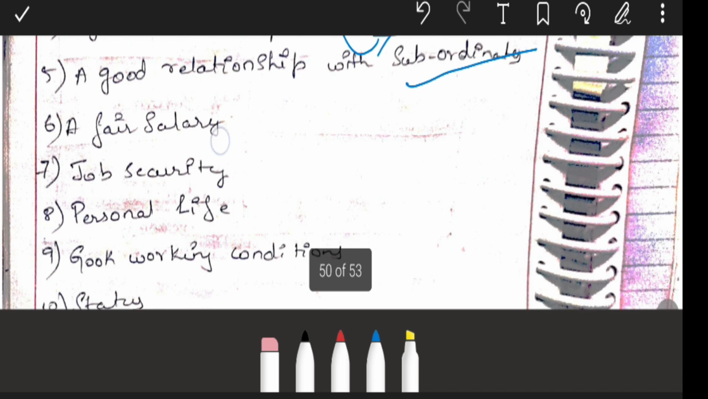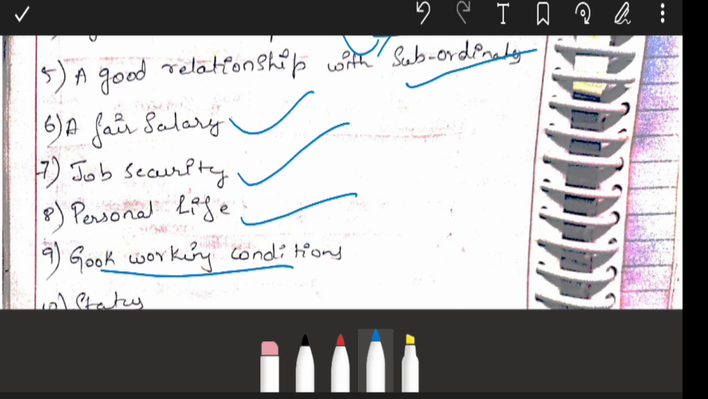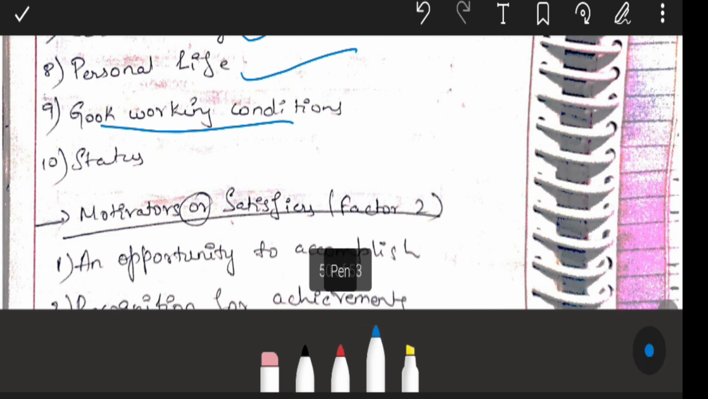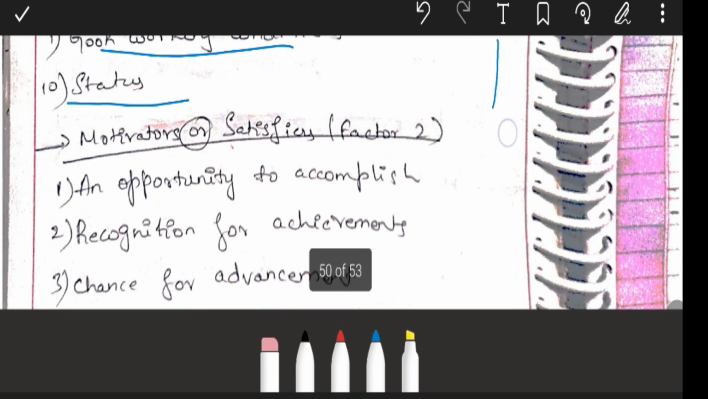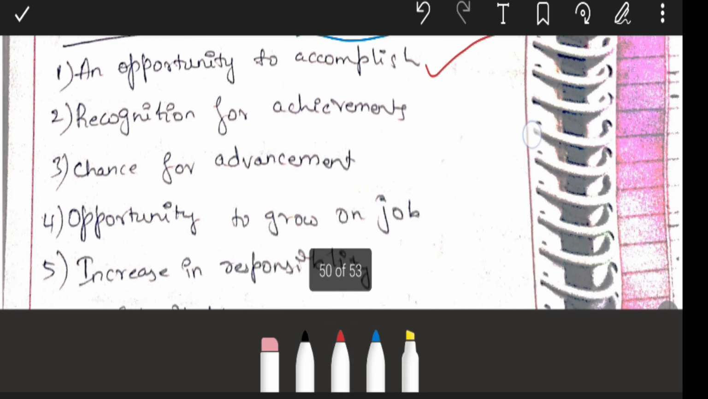A company should offer fair salary, job security, and personal life. Personal life means good working hours, etc. Good working conditions. The company should have a good status in the public or in society. Now motivators, or satisfiers, factor 2: an opportunity to accomplish. A company should provide equal opportunity to everyone.